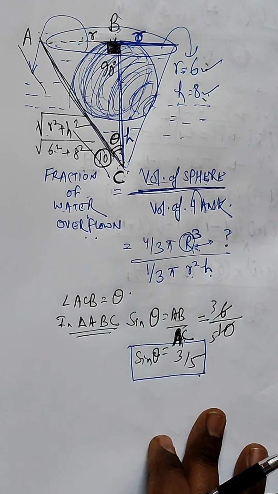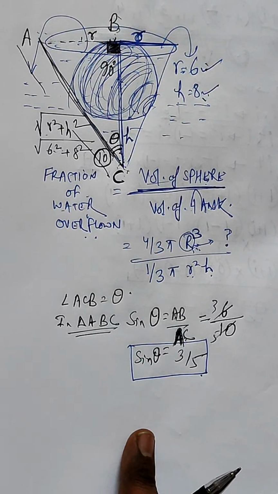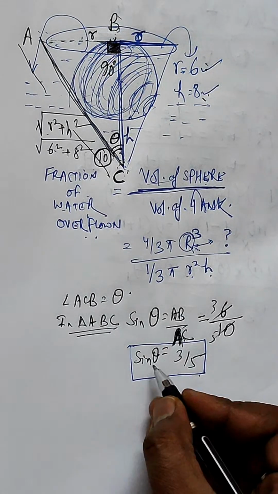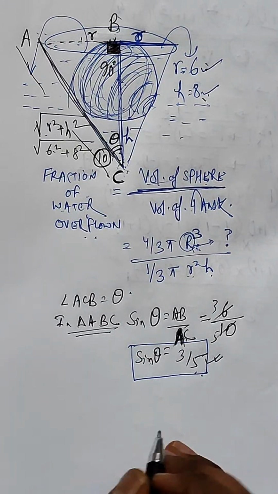You can write. In the meantime, I'm just going to close this and solve and complete this. Just be patient and be here. Okay, so sine theta is 3 by 5. So this is calculated. Now do one thing.